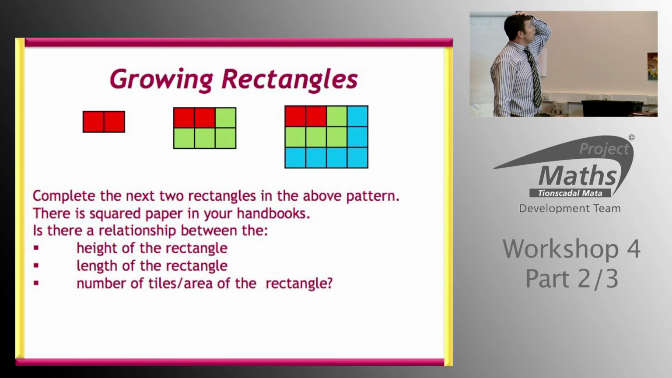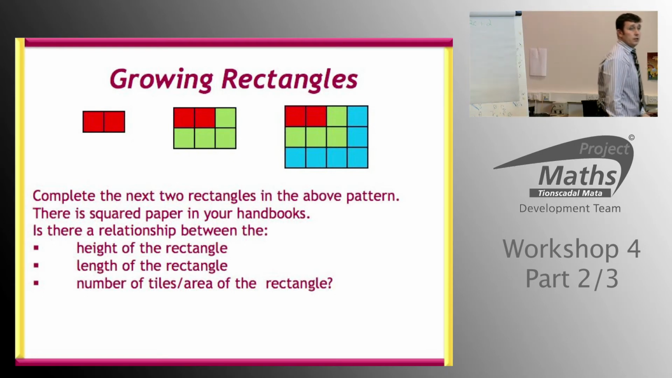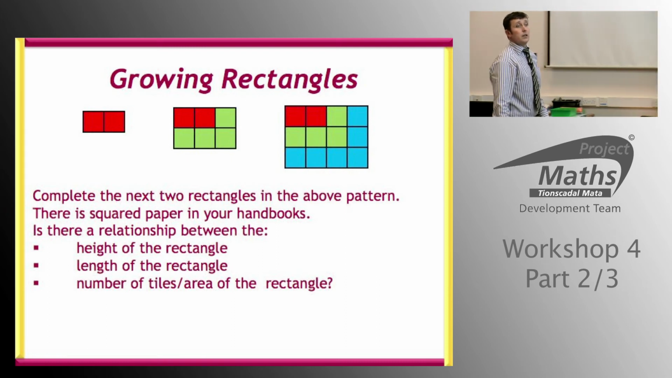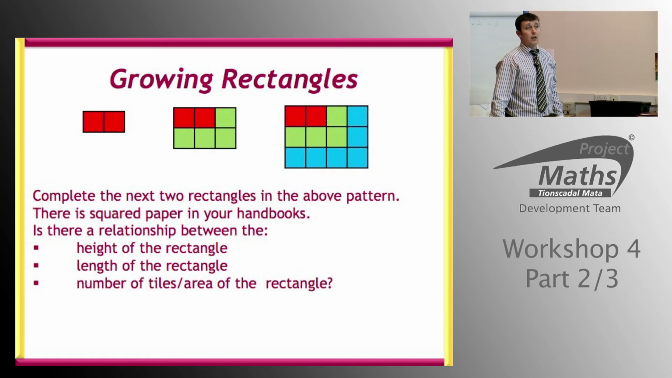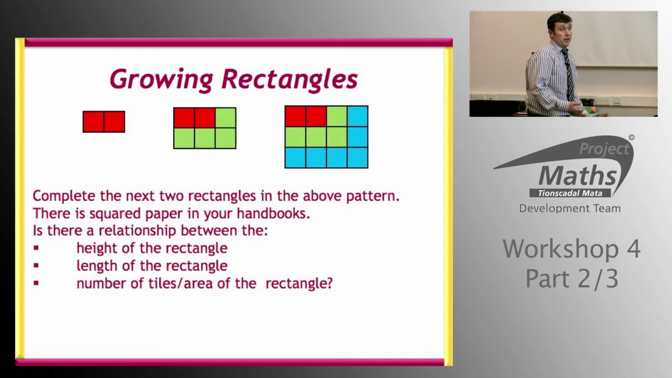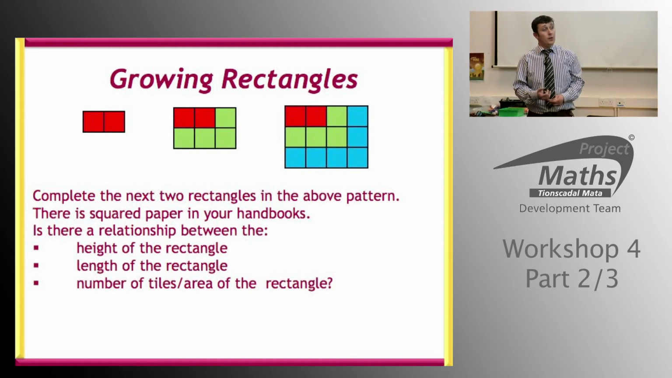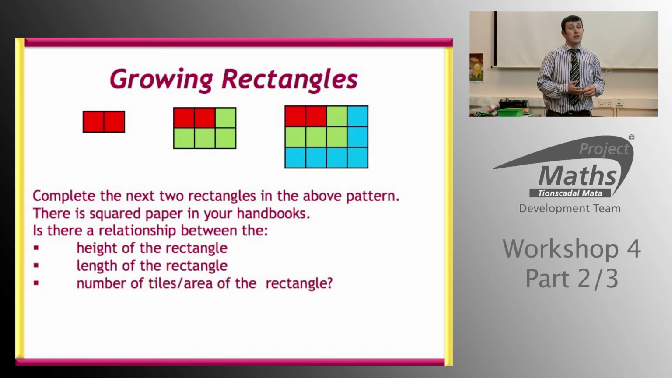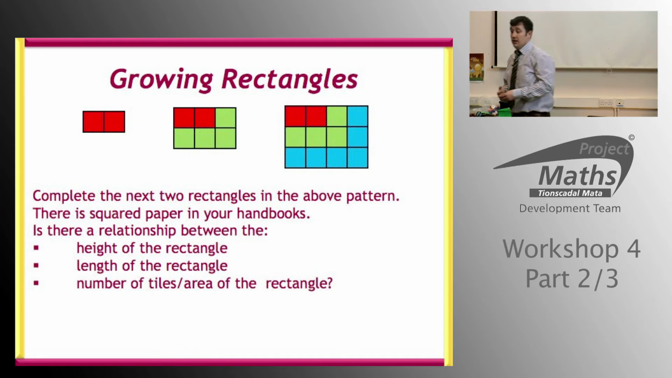It's 2, 4, 6, 8. Yeah, so it's 5 by 4. Why 5 by 4, John? Because you're increasing the length by 1 and you're increasing the height by 1. Exactly. Is everybody happy with that? Okay. Now, what we're going to do is draw up a table with heights, lengths, and area. So just do up 3 columns: height, length, and area.